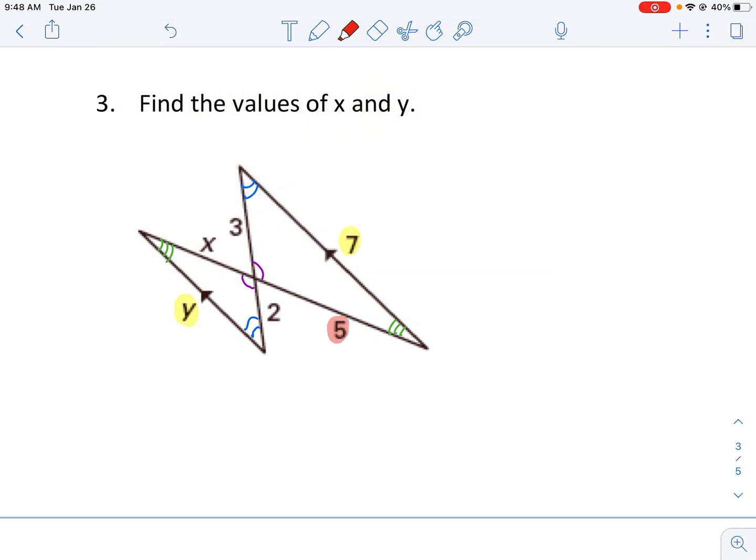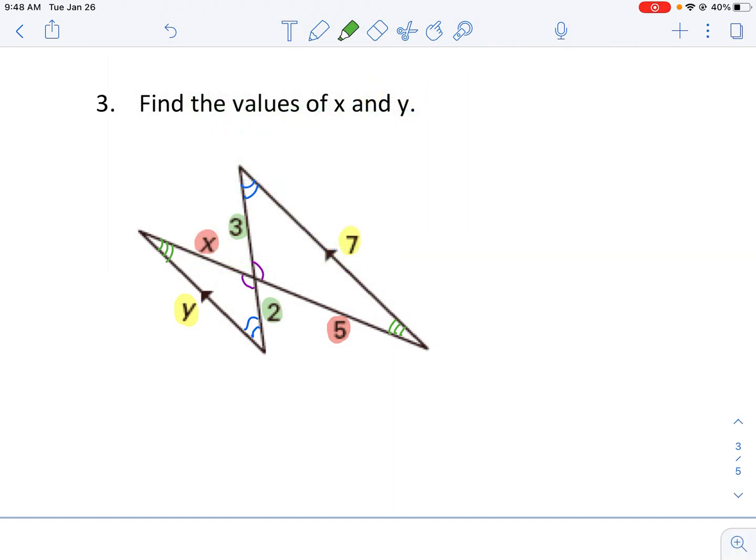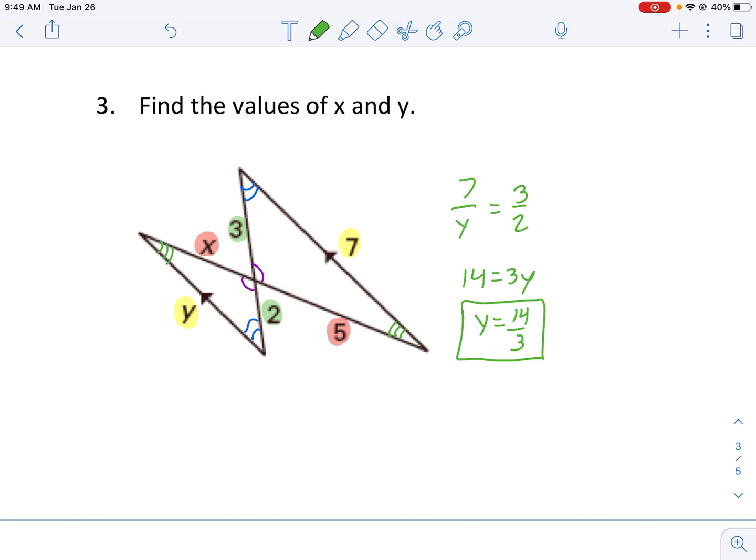We have 5 between green and purple, so that corresponds to x. And then therefore, these other two sides, 3 and 2, correspond. So now we can do 7 over y. That would be a 4, not a y. 7 over 4 is equal to 3 over 2. Cross multiply, and you get 14 equals 3y. So y equals 14 divided by 3, or 14 thirds. You can just leave it like that.